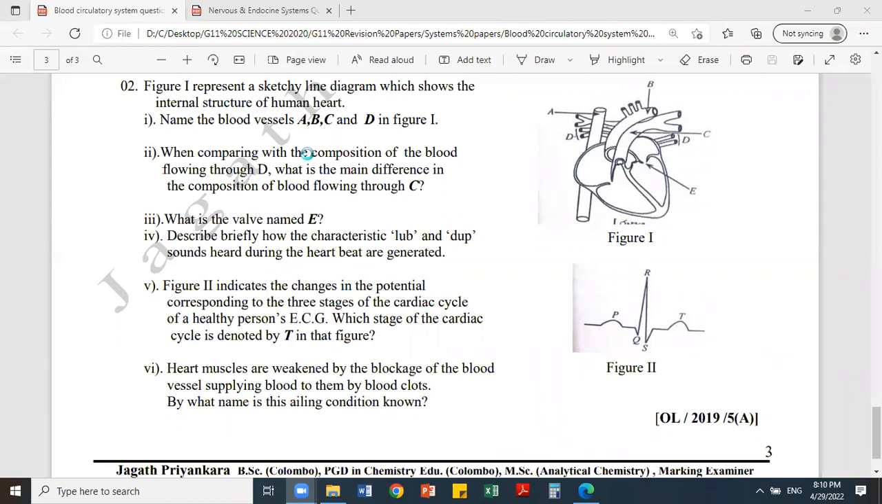So this is from the blood circulatory system. Most papers will never ask you to draw the structure of the heart. Mostly they ask questions like labeling the given diagram, identification of the parts, like that.